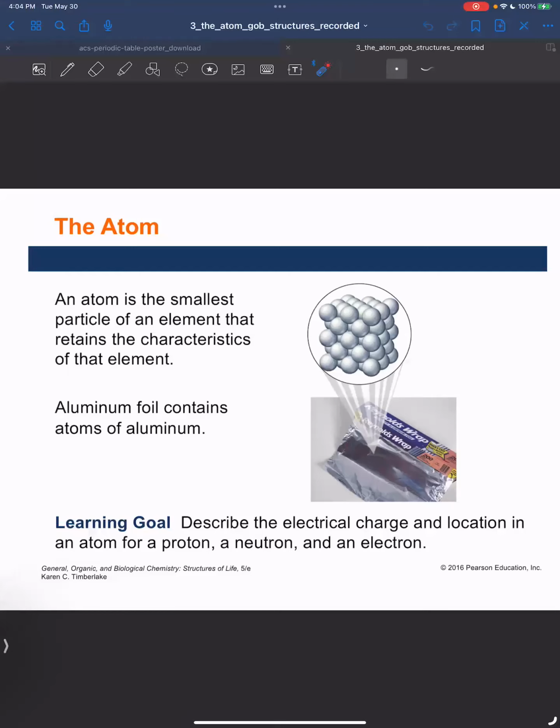Hi everyone, welcome back. The learning goal for this video is to be able to describe the electrical charge and location in an atom for a proton, a neutron, and an electron. An atom is the smallest particle of an element that retains the characteristics of that element. So for example, aluminum foil contains atoms of aluminum only.